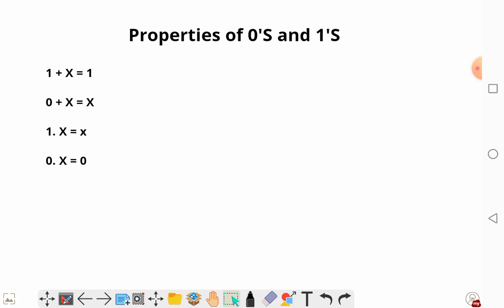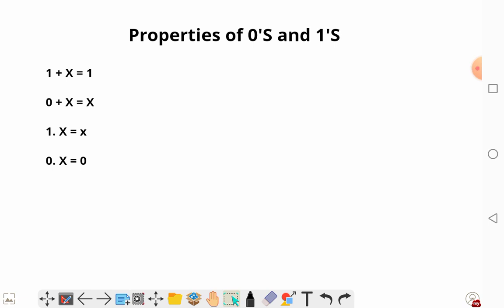Today we are going to learn about the very important concept of the chapter Boolean algebra, that is proving the Boolean laws. Today we are going to prove the Boolean algebraic laws by using the perfect induction method.